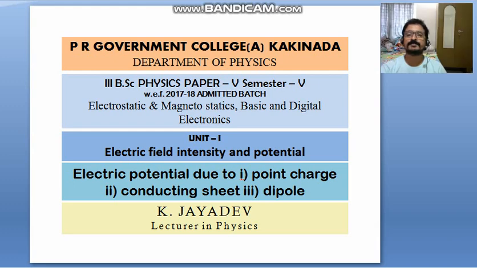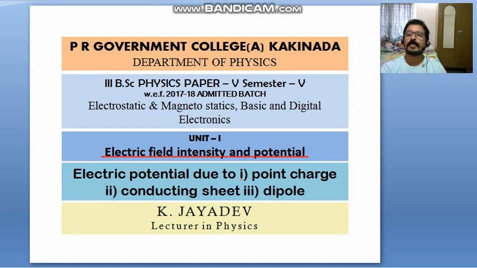Good morning, students. Today we will discuss electric potential and electric equipotential surfaces, electric potential due to a point charge, electric potential due to a conducting sheet, and electric potential due to a dipole. All this content is in this video. It comes under Unit 1, electric field intensity and potential.